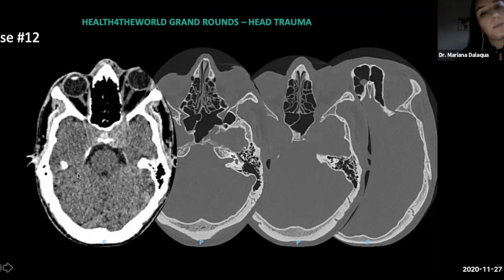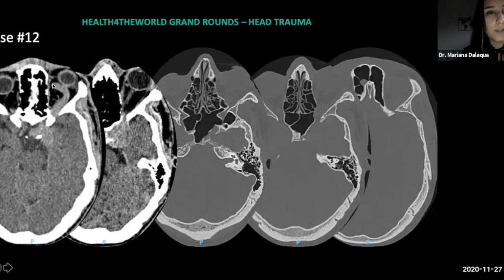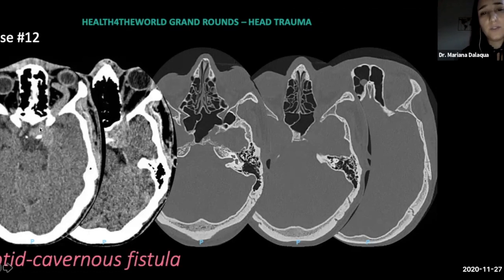Well, in the soft tissue imaging, we see a very important asymmetry of the cavernous sinus. We see on the left that it's very enlarged. And as well, there is an important enlargement of the left ophthalmic vein and proptosis on the left. So all of that, even if we don't have contrast enhanced images at this moment, should make us think about a carotid cavernous fistula, a post-traumatic fistula.